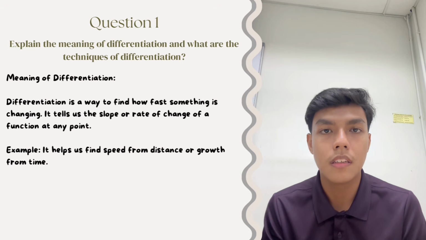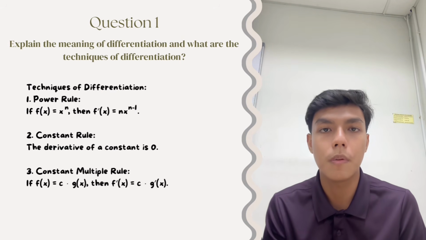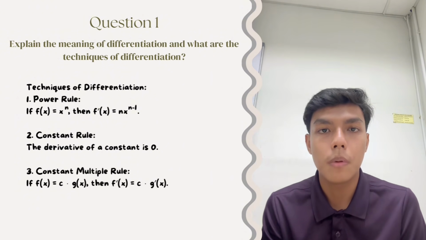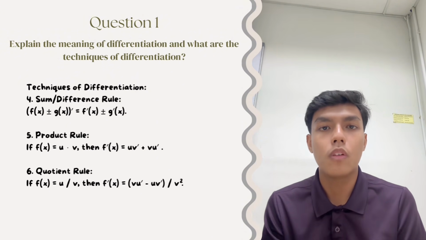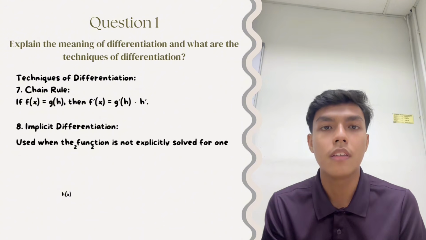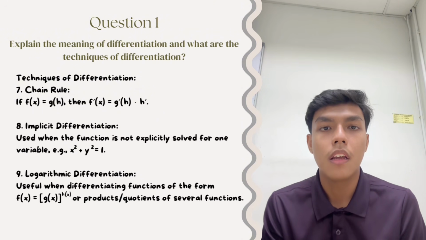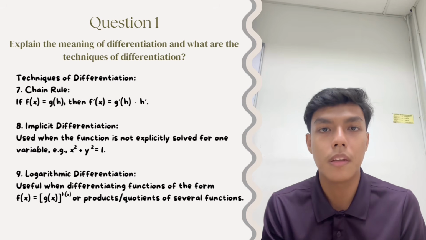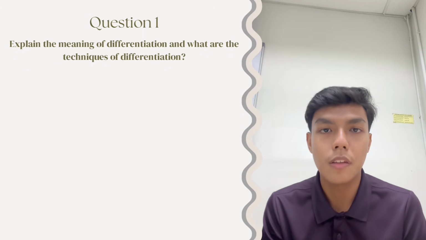So next, these are the techniques and examples of differentiation. Number 1, power rule. Number 2, constant rule. Number 3, constant multiple rule. Number 4, sum or difference rule. Number 5, product rule. Number 6, quotient rule. Number 7, chain rule. Number 8, implicit differentiation. And lastly, logarithmic differentiation. So let's move to the calculation part.